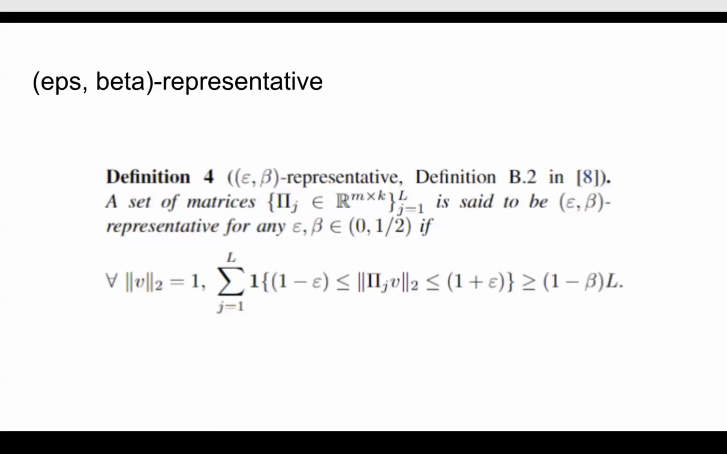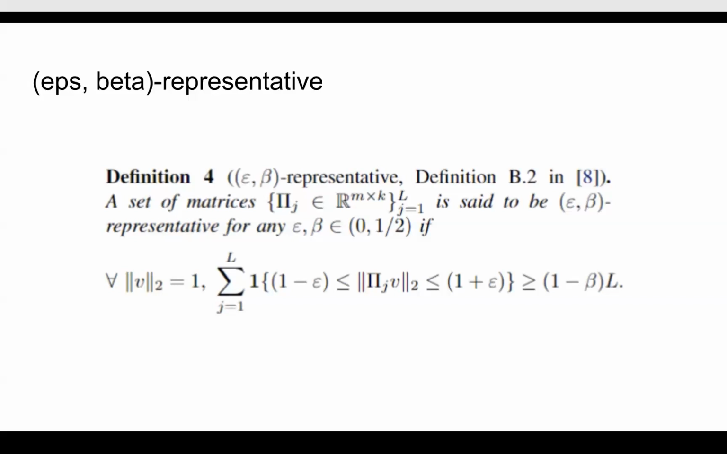Before discussing our methods, let me first introduce a definition, which is epsilon-beta representative. The definition is reused from previous work. For a set of matrices phi j in R^(n by k), where the number of matrices is L, this set of matrices is said to be epsilon-beta representative, for any beta and epsilon in 0 and 0.5, if for any vector v of length 1, there are more than 1 minus beta multiplied by L matrices for which, after projection, the length of the matrix multiplied by the vector is larger than 1 minus epsilon and smaller than 1 plus epsilon.